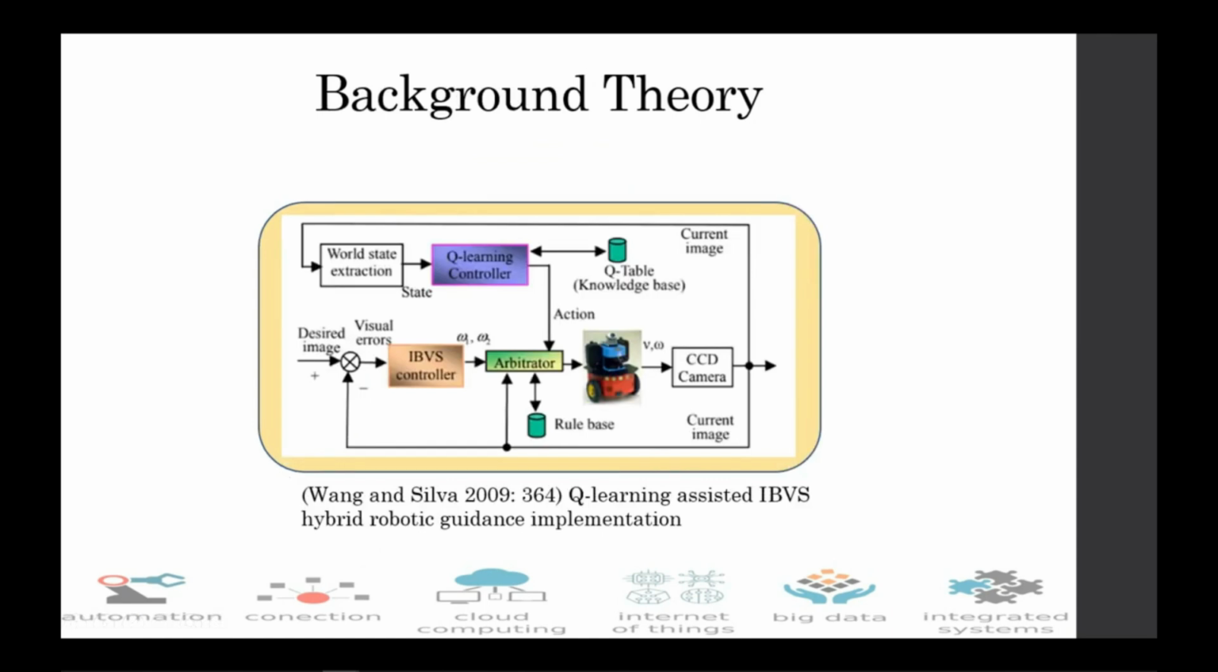The next one was proposed by Wang and Silva, again Taiwanese scientists, in a paper in 2009. They proposed to use Q-learning, reinforcement learning, a machine learning method, for their robot to learn from its own mistakes. They would program a minimal set of instructions for the robot for problem solving, and the robot would utilize the Q-learning algorithm to learn by itself from its own mistakes.